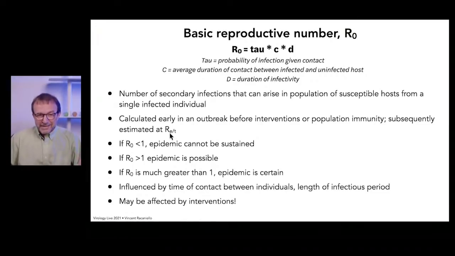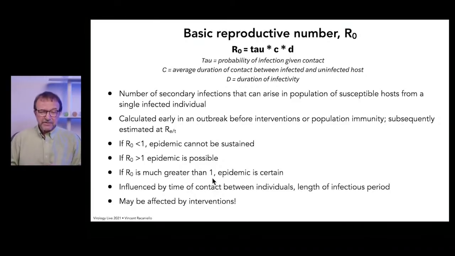You have to do an estimated, an RE, or I forgot what T stands for. Someone put it in there. But it's RE or RT. Because you've already got interventions, you've already got immunity, you can't calculate R naught. But even R naught at the beginning is squishy, as I said. Now, what does it mean? If it's less than 1, the epidemic will not be sustained. If it's greater than 1, an epidemic is possible. If it's much greater than 1, an epidemic is certain.